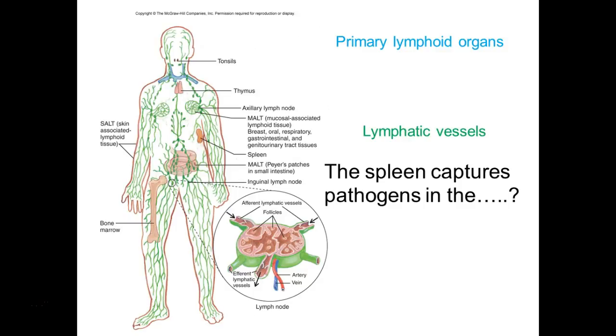Now your primary lymph organs are where your lymphocytes, your white blood cells, are born. And where is that? In your bone marrow, right? All your blood cells come from the bone marrow. So that's a primary lymphoid organ. It's the beginning of it, right?